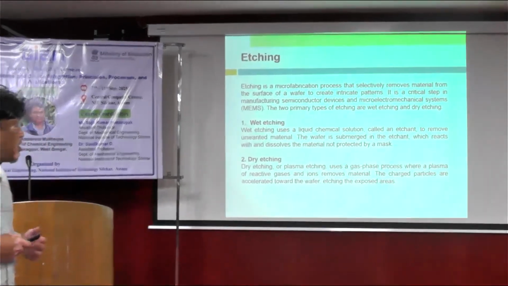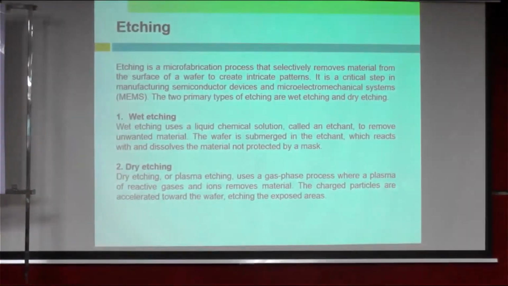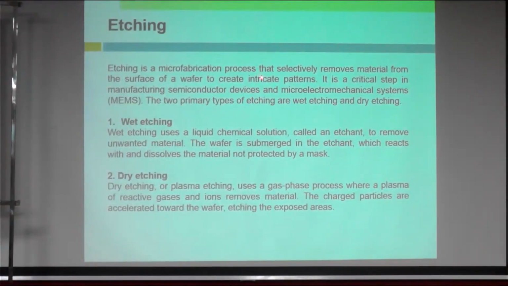So what is etching in terms of definition? Etching is a microfabrication process that selectively removes materials from the surface of a wafer to create intricate patterns. The keyword here is selectively remove. In the design of microfabrication, micro devices, we know that we want to form certain structures, certain patterns. So there must be selectivity in terms of removal.